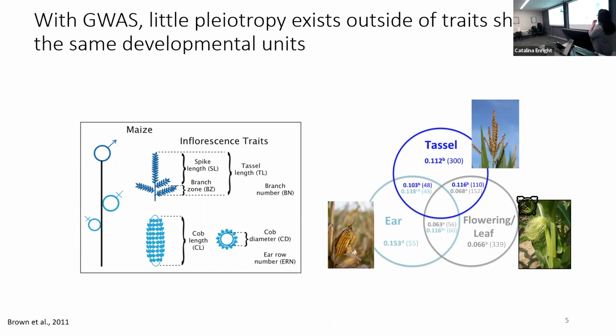However, there was some sharing between tassel and ear traits, or things sharing the same developmental units or pathways. There's also some pleiotropy between tassel and flowering traits. And most of the pleiotropy that's present between flowering and leaf has to do with maize making sure it has the right number of leaves before it initiates flowering time.